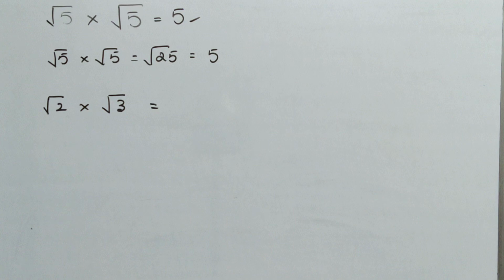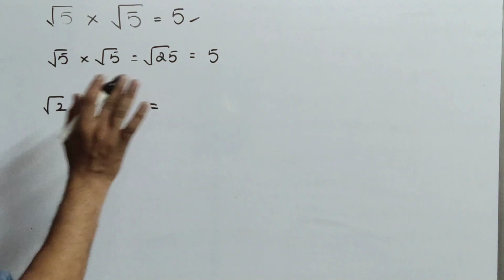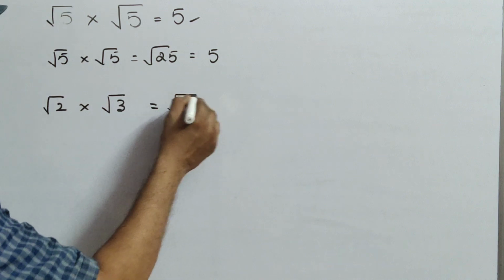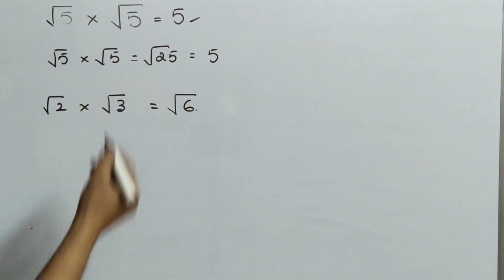Now if you get a question like root 2 into root 3, now both are irrational numbers. Root 2 into root 3. Don't worry. Just simply multiply it. 2 into 3, 6. Square root 6.